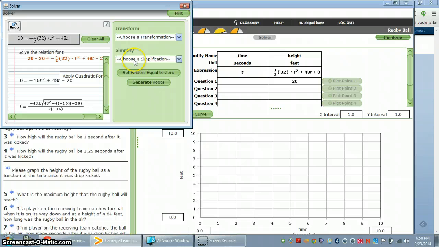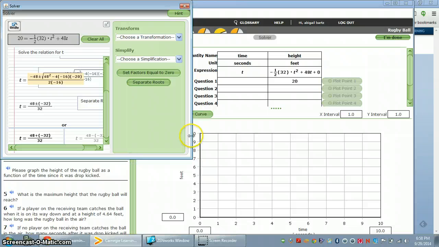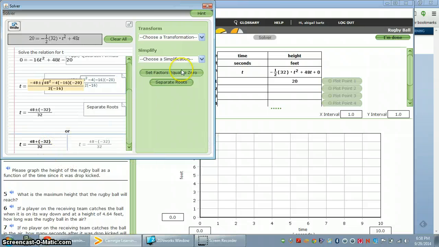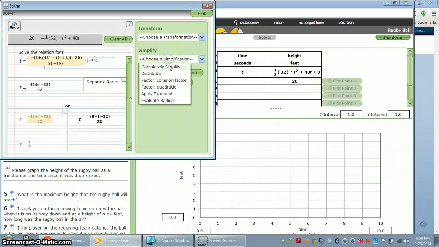From here you can just choose simplify completely. It's plus or minus, so I'm going to separate the roots. Then, again, if you can't see it, I'm going to click on one of the roots. I'm going to hit simplify completely, and then I'm going to click on the other root, simplify completely.